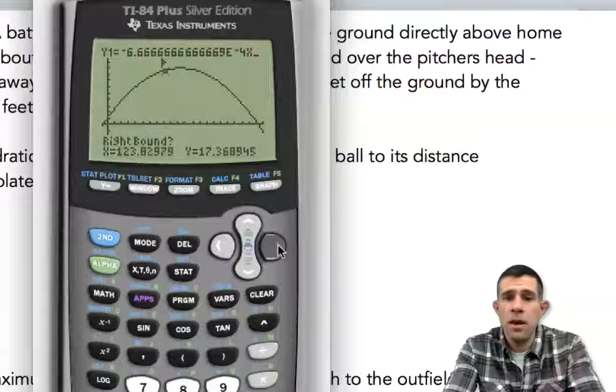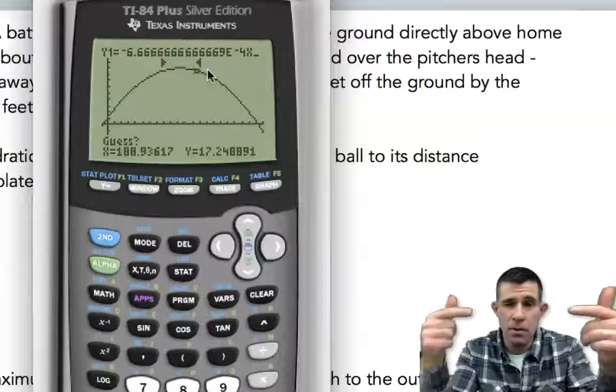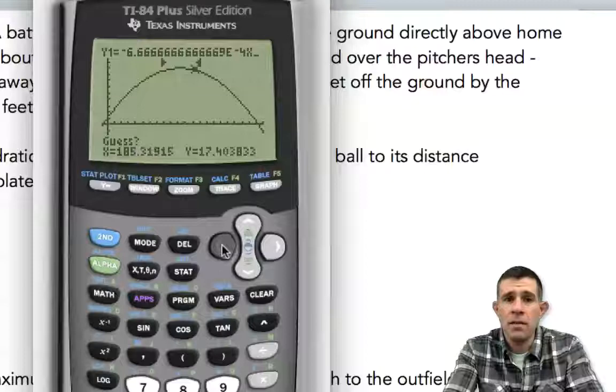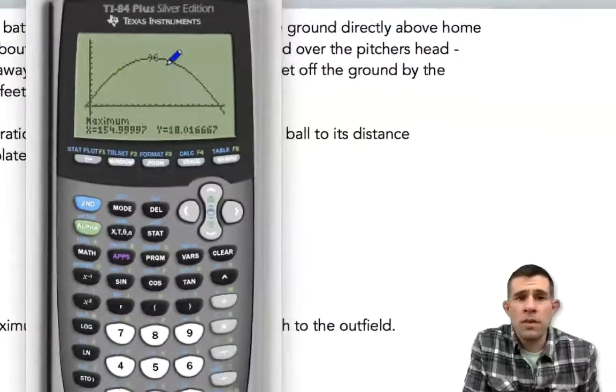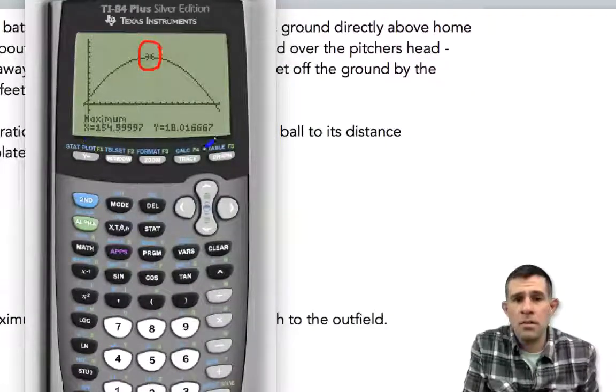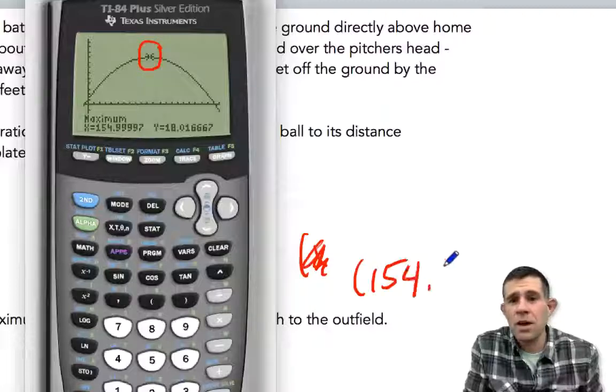Now you'll notice it says right bound, so we're going to move over to the right side of our maximum point and press enter. And you can see the calculator is giving you these little arrows pointing in, saying the maximum is in between these two arrows. So now finally it says guess, so go ahead and put your cursor as close to where you think the maximum point is and press enter again for a third time, and it gives you the maximum point exactly. So we'd say our maximum here is the vertex of this parabola, and it occurs when x, which is our distance here, is at 154.9, and our y is at 18.0.